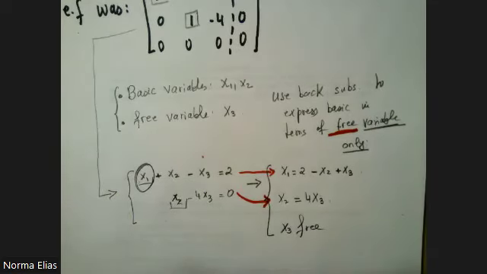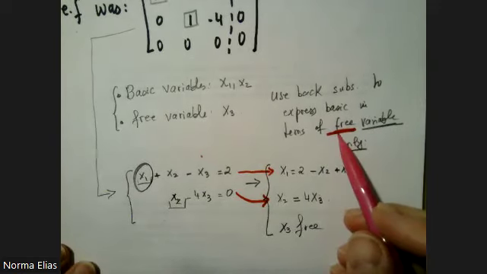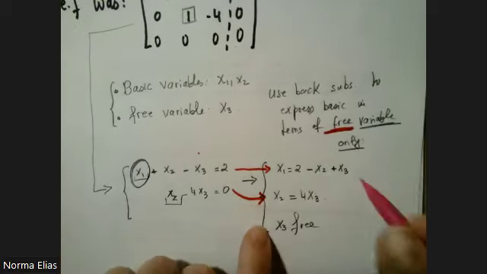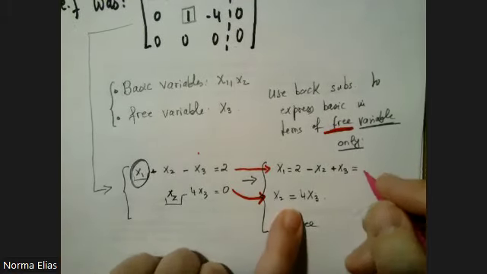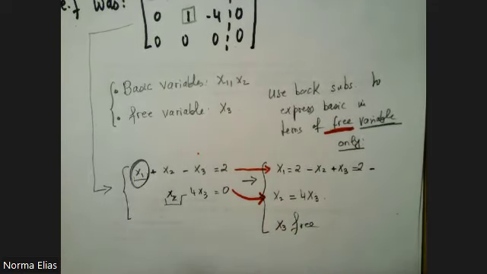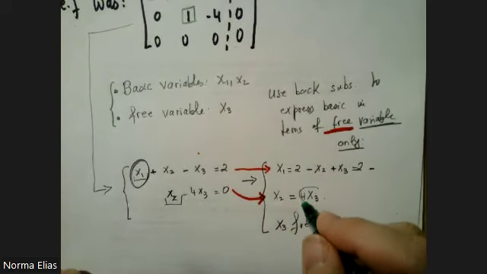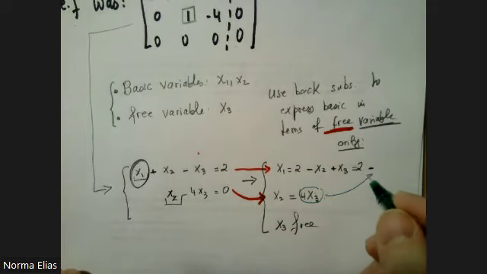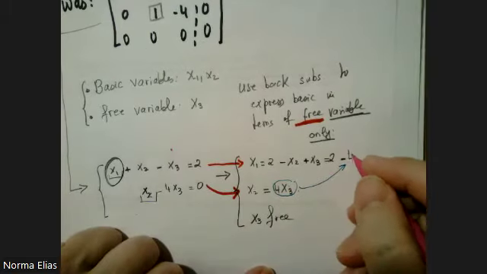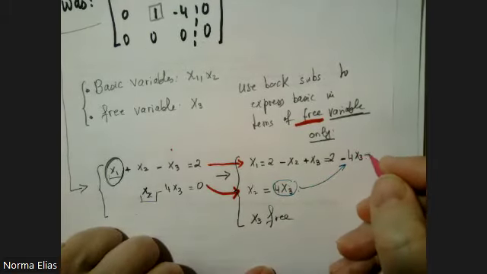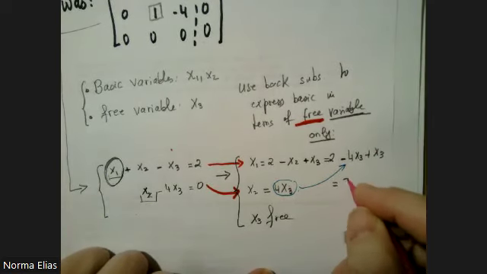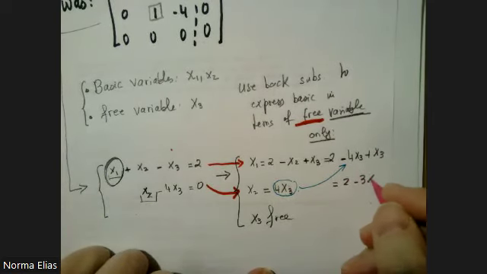Am I done, do you think? No, because I was very clear: everything in terms of the free variable. x2 is not free. So now we use back substitution. This is 2 minus, instead of x2, I substitute 4x3, plus x3. It means this is 2 minus 3x3.